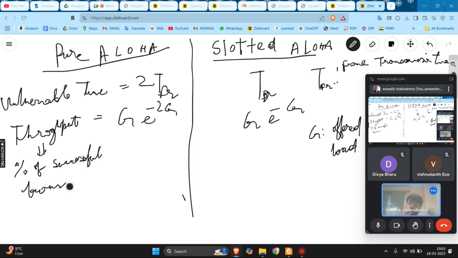Throughput is a very general term. It can mean many things according to what your system wants. Throughput is basically the rate of output of the system. So here, what is the output of a multiple access algorithm? To send packets without collision, to manage multiple users and send their packets to their receivers. So the throughput here is the percentage of successful transmission, given by G e to the power minus 2G in pure ALOHA and G e to the power minus G in slotted ALOHA.